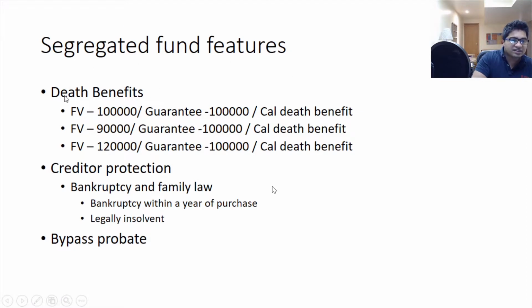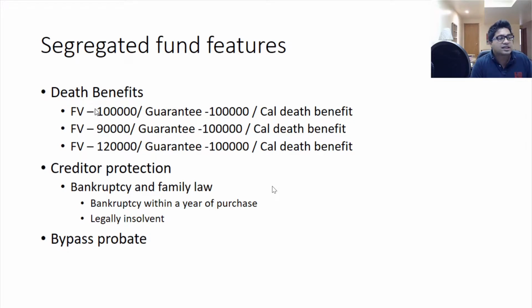Now in segregated funds, there is the concept of death benefit. Death benefit is always the guaranteed amount minus fair market value, and death benefit arises in case the guaranteed amount is more than fair market value. If the guaranteed amount is less than fair market value, then the death benefit is not there. Now what does death benefit mean? In case of death, you are provided the guaranteed amount or the market value of the fund, whichever is higher. So if the market value of the fund is 120,000 and the guaranteed amount is 100,000, then you are provided 120,000. In that case, the death benefit from the fund is 0.